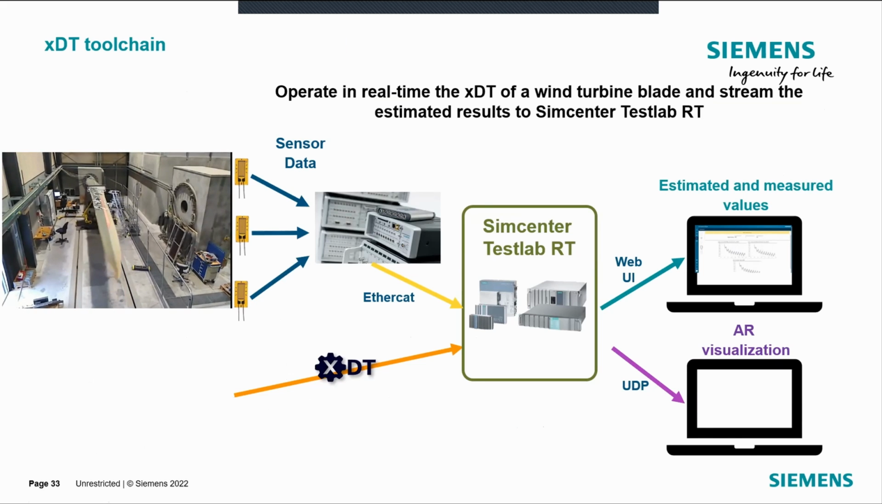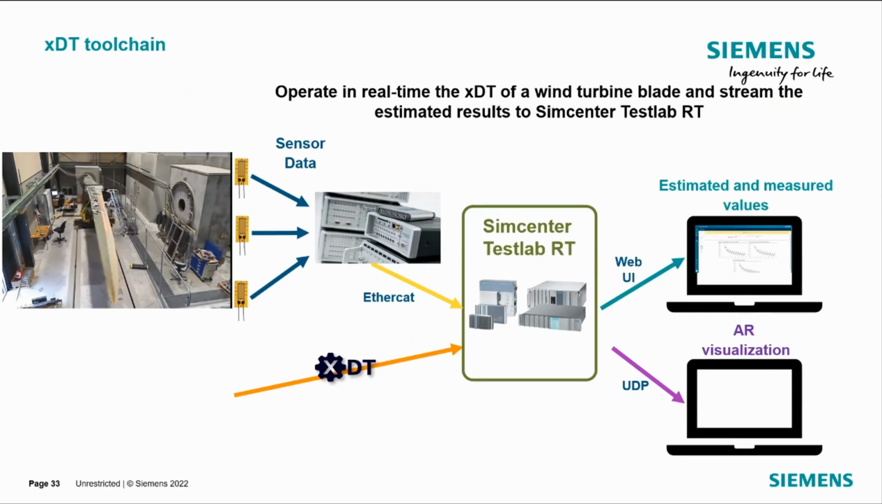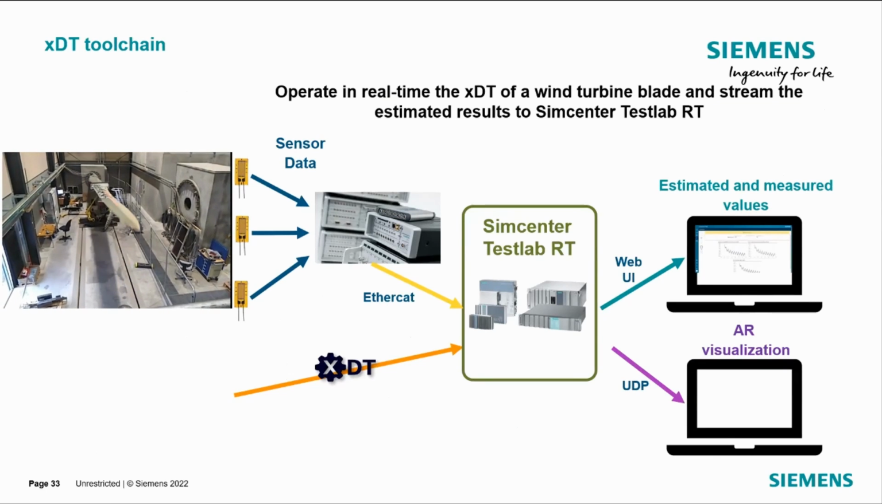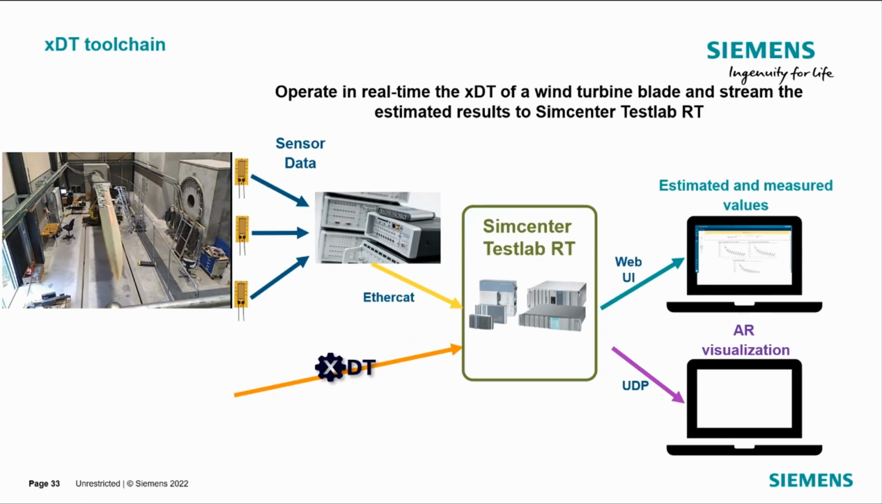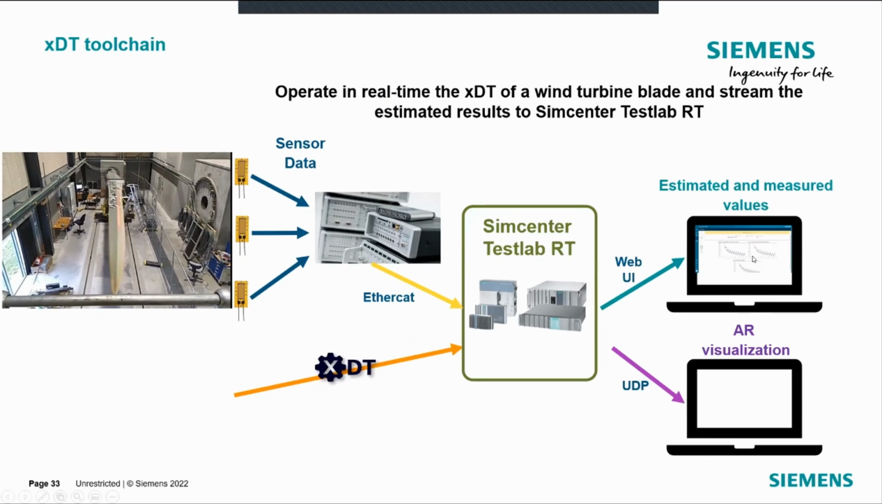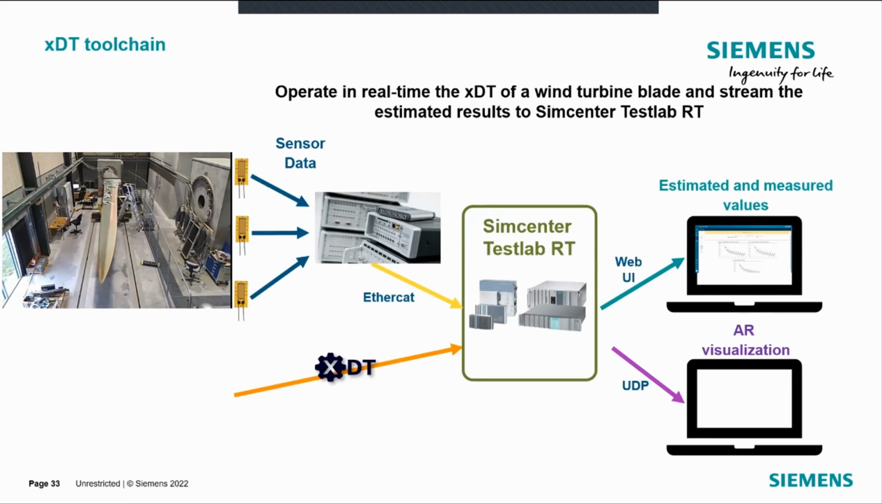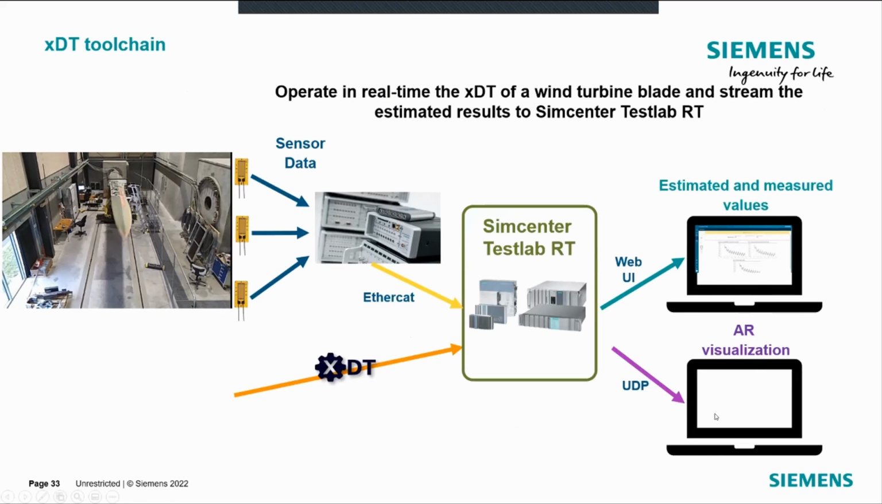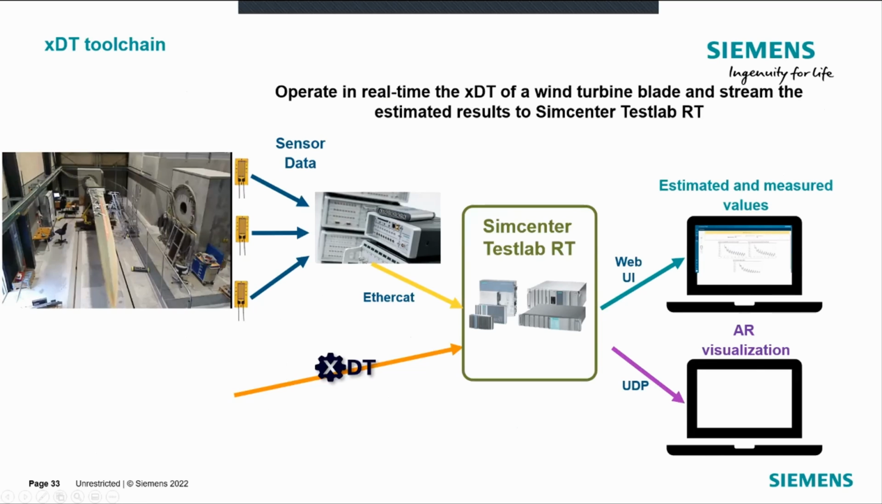And here you could see that it's indeed operating in real time, the XDT of the blade, and the results are estimated and streamed to the cloud. So to this web UI, which is the Testlab RT platform. Normally here is a blank screen, but you have an AR visualization. So the plot is visualized on top of the blade, its strain field or displacement field.